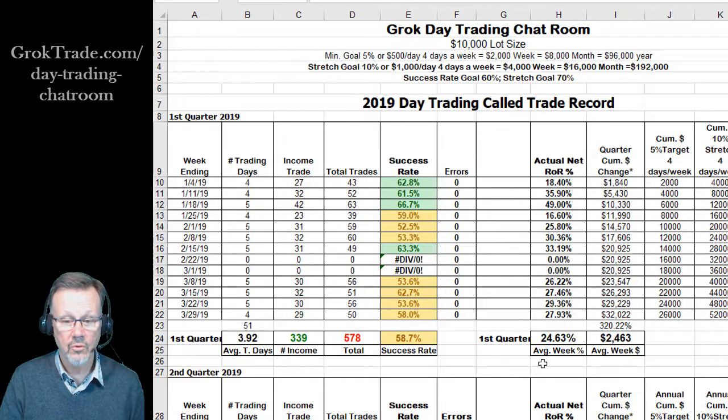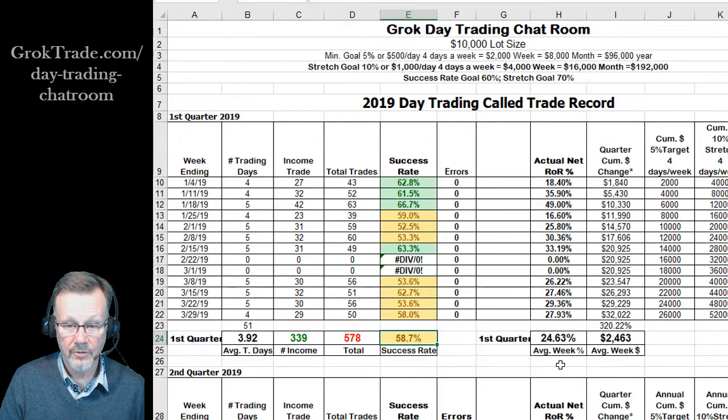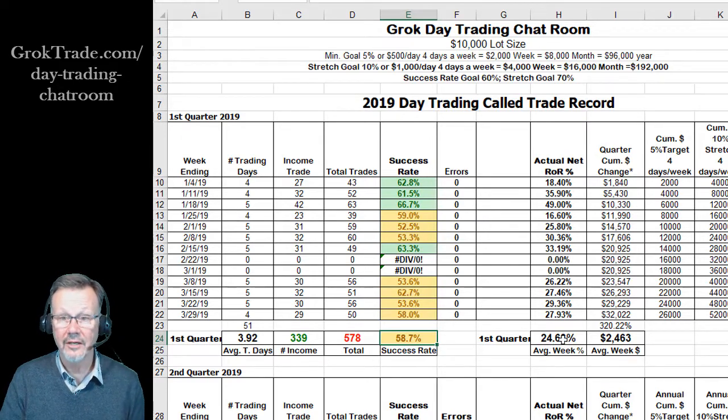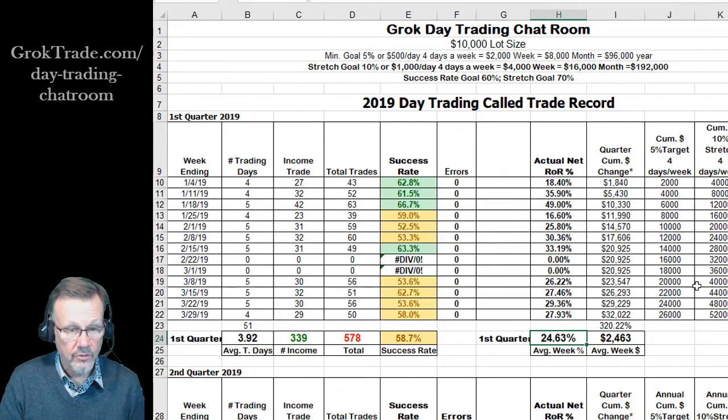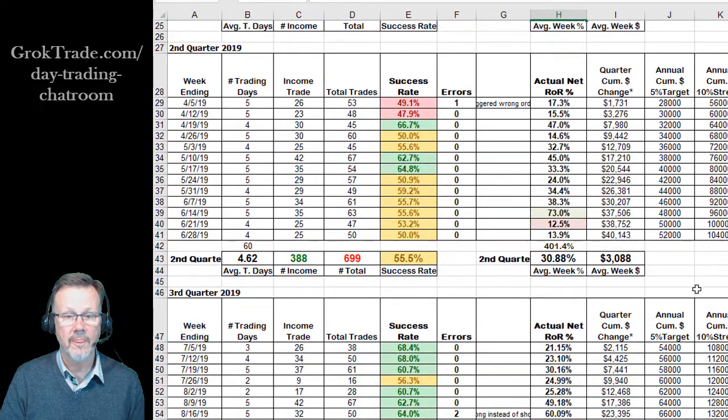So for the first quarter, we were at 58.7% success rate. And we ended up with a 24% average per week. Again, our target is what, 25. We were just under our target for the week after the first quarter. Let's move on down here, and I'll expand some of these numbers later.